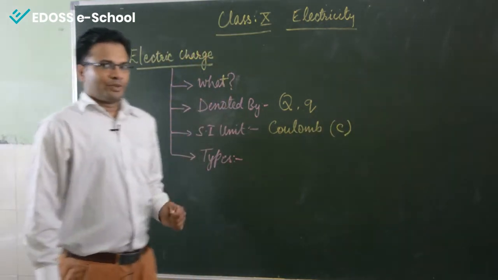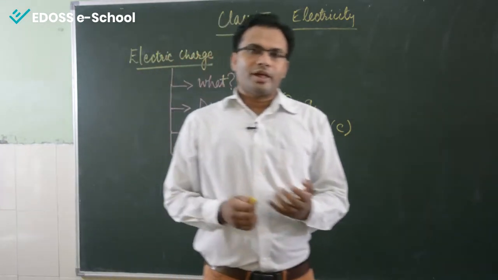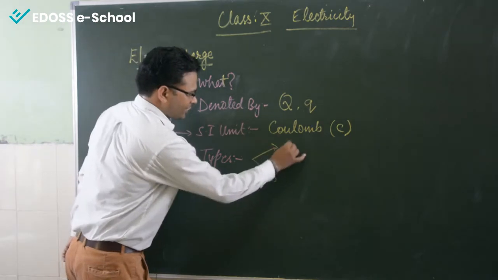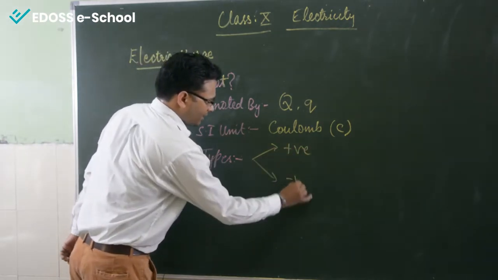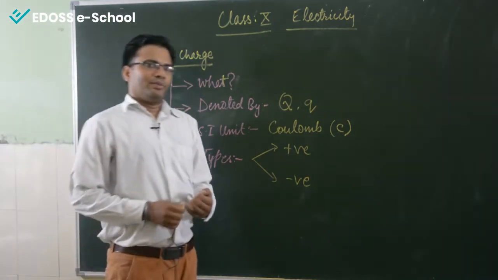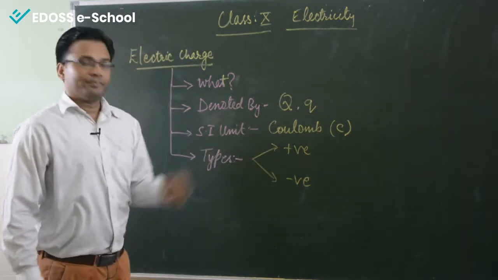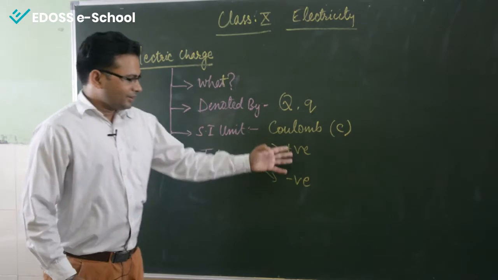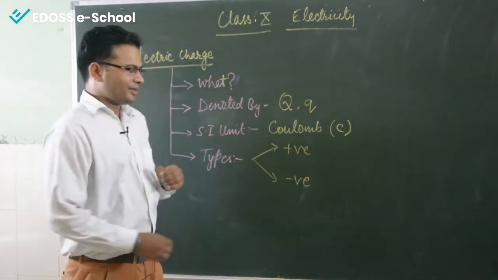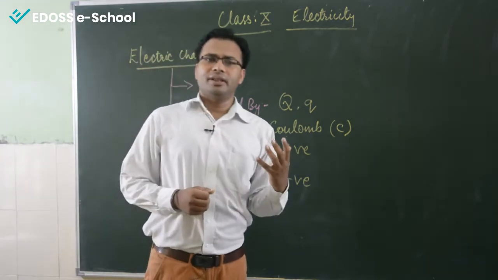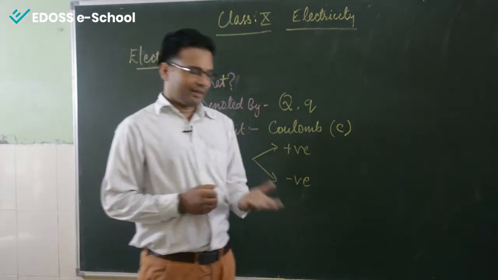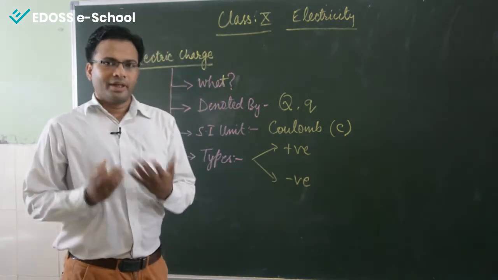Now the types of charges, main topic is the types of charges. We have basically two types of charges. One is positive charge and the other one is negative charge. In the previous classes, you may have read about the properties of these charges. The basic property is, as you know very well, that the unlike charges do attract each other, and the same charges do repel each other.